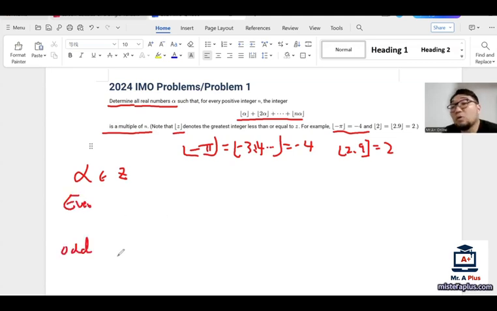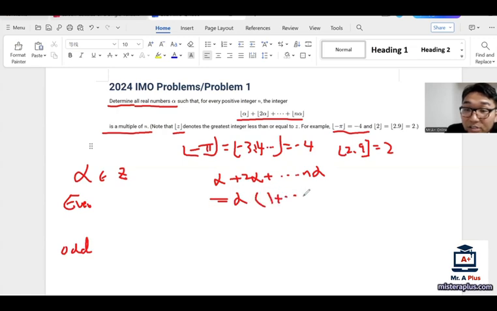No matter whether alpha is even or odd, since they are whole numbers, we don't need the rounding down anymore. We can just write down alpha plus 2 alpha plus up to n times alpha. If I factor the alpha out, this is just an arithmetic sequence. Using the formula for the sum of an arithmetic sequence, we get a pretty clear equation right now.